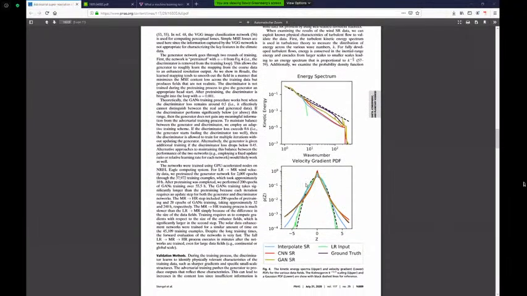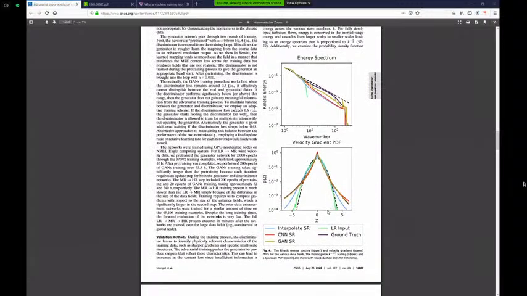The other thing they look at is, if you look at the gradient in the wind velocity over space, what is the probability distribution over that? And again, we can look at the low resolution inputs themselves, we can look at cubic interpolation, and then we can look at the CNN deterministic, the least squares, as well as the GAN fit.